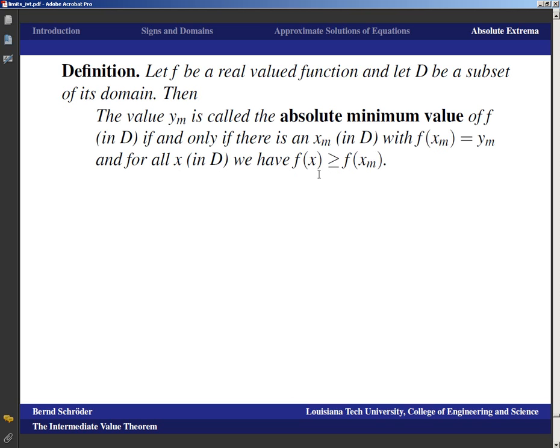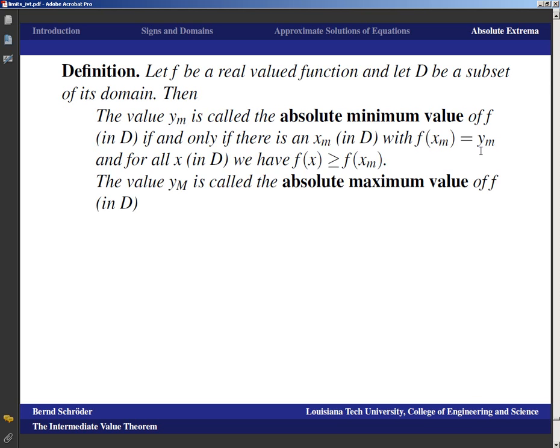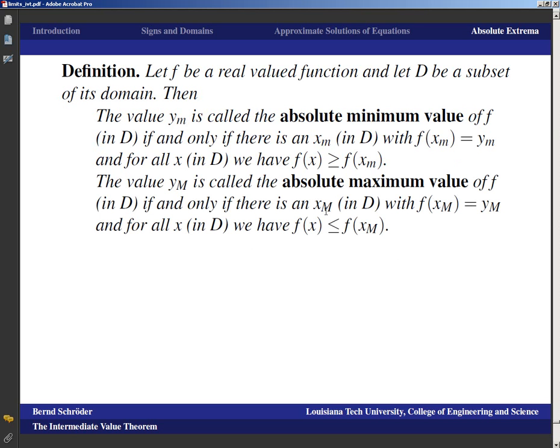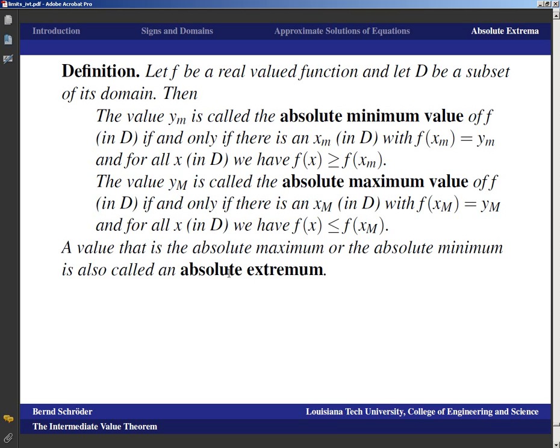So that would be a point so that the function never takes on a smaller value and the value itself is being assumed. Similarly, the value y sub capital M is called the absolute maximum value of the function in a domain, if and only if there is a point in the domain where the maximum value is assumed, and for every other point in the domain, the function doesn't exceed this maximum value. And a value that is the absolute maximum or the absolute minimum is also called an absolute extremum. So that could be either or. It could be an extreme high or an extreme low.